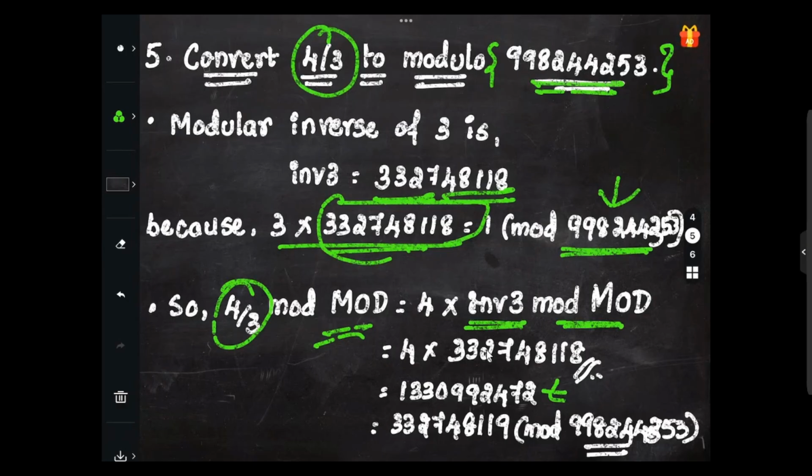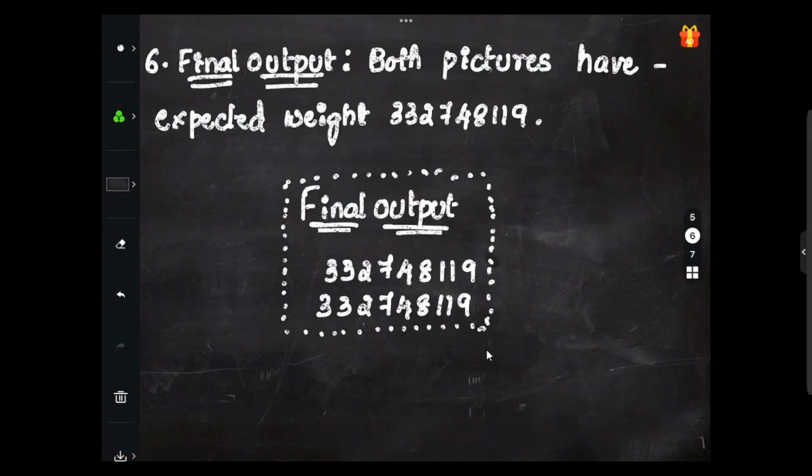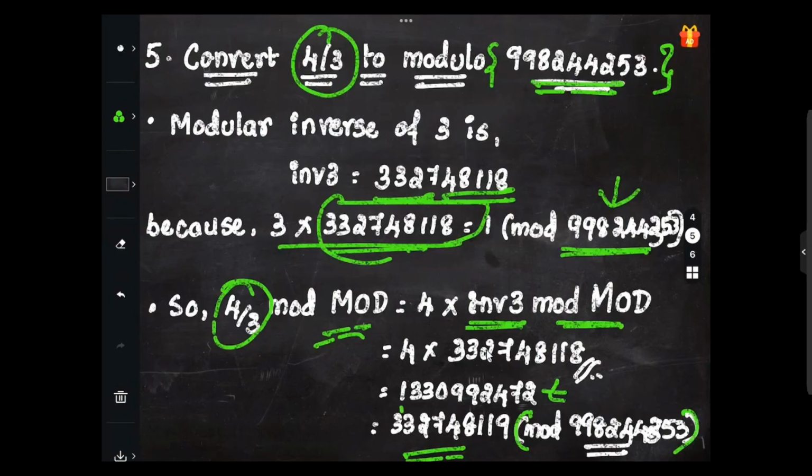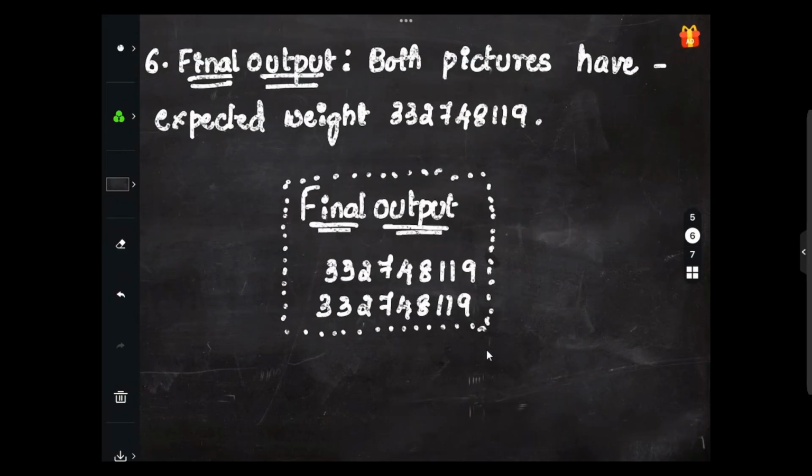13309272472 basically. So then this would lead to this one, 3327481119 modulo this one, 9982444353 value, right? So this one is the final output. So both pictures have the expected weight, this one after calculating with the modular inverse, right?